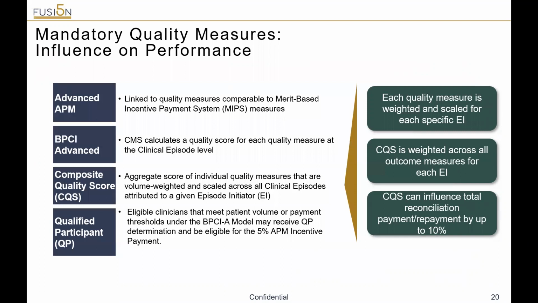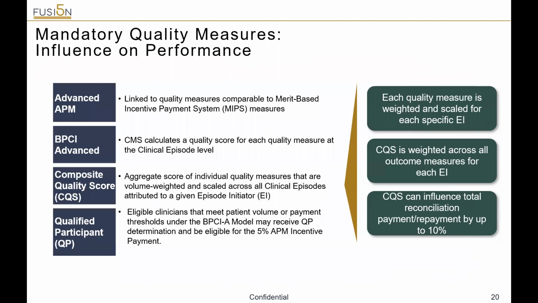If you did very well on your composite quality score and you saved $1 million, you would get the full $1 million. If, however, you had net losses, if you did really well in the program, your net losses would be reduced by 10%. Whereas if you did not do well in the mandatory measures and had a terrible quality score, you would owe the full amount back of whatever that loss was.